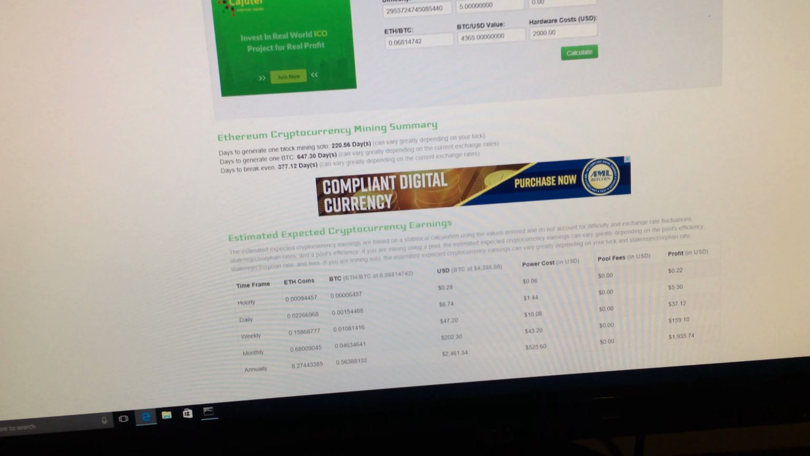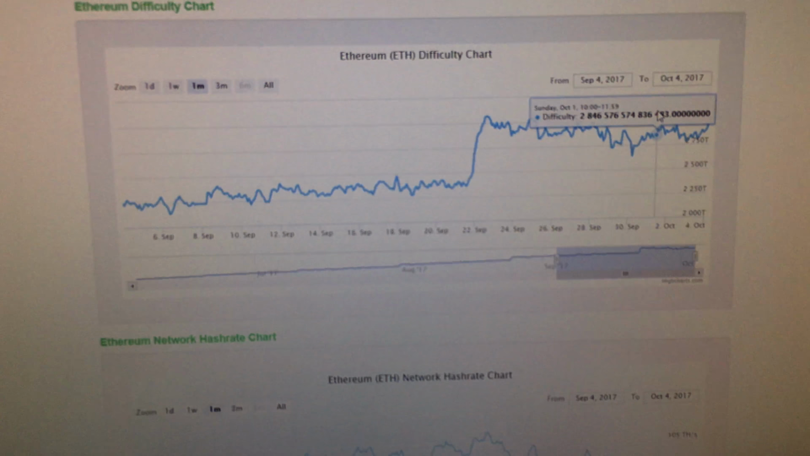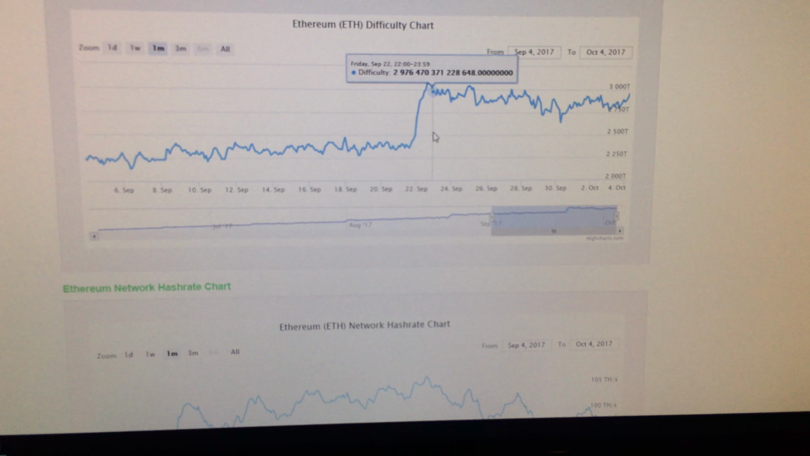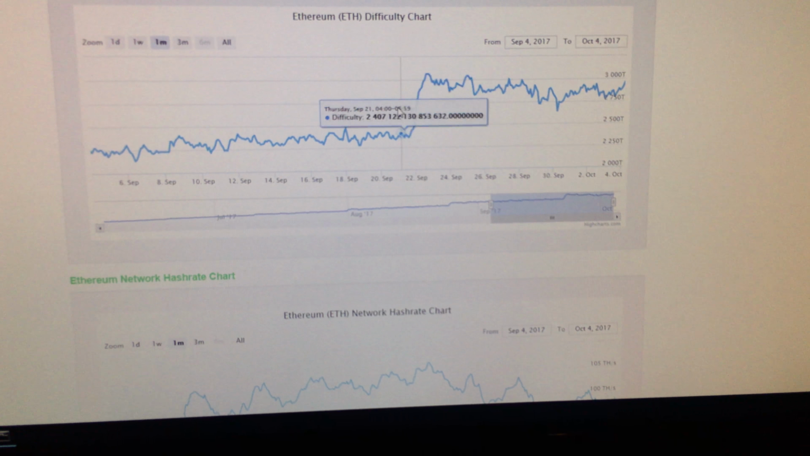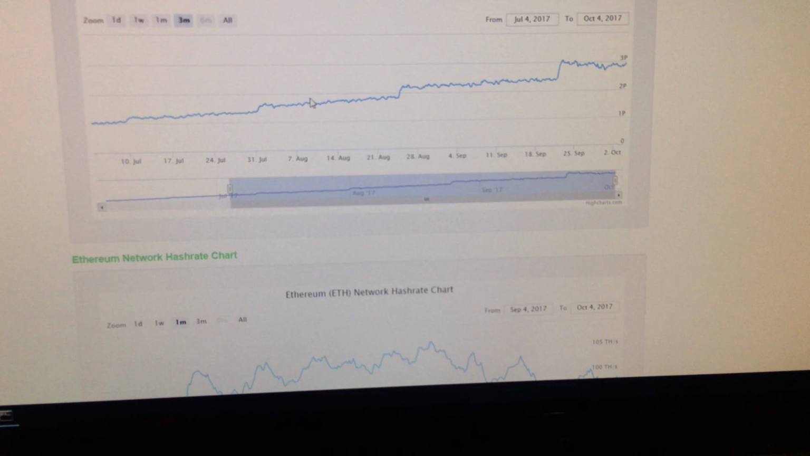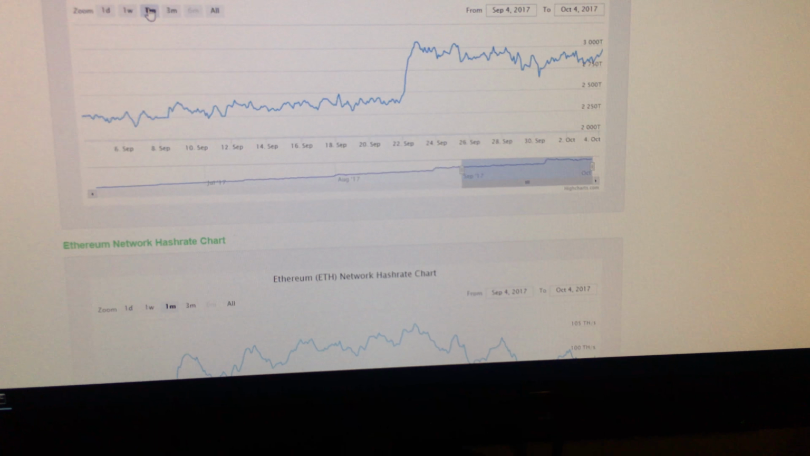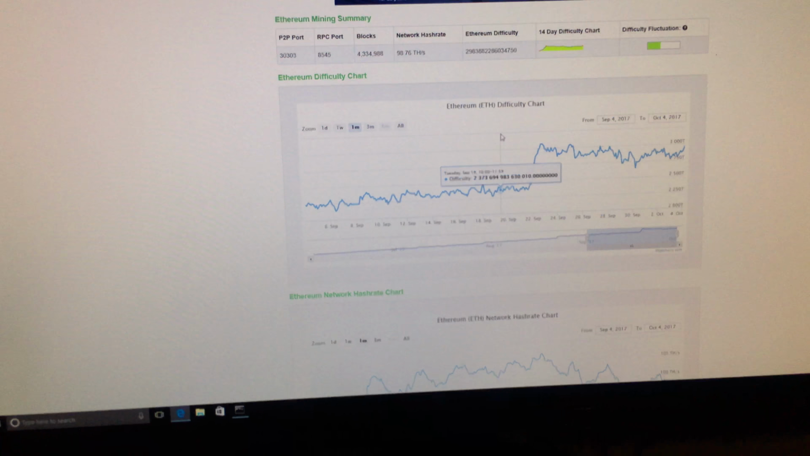Now let me show you one of the reasons why. Let's go back to the difficulty. If it comes up, refresh. There it goes. Had a difficulty spike right there, which pretty much threw off any kind of profit that you would make. Overnight, pretty much one day, it went from 2.3 to 3, just like that. That's the biggest spike since, I want to say, August 24th. So yeah, guys, that big increase just killed any kind of dreams of mining at home on your Ethereum rig.